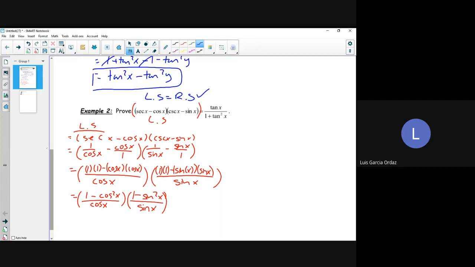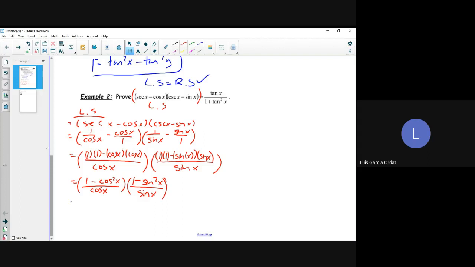So what would our next step be? I'll give you a hint. Use the identity that has sine squared x plus cos squared x is equal to 1. So your hint here is sine squared x plus cos squared x is equal to 1. So what can I do to simplify my numerators for both fractions?